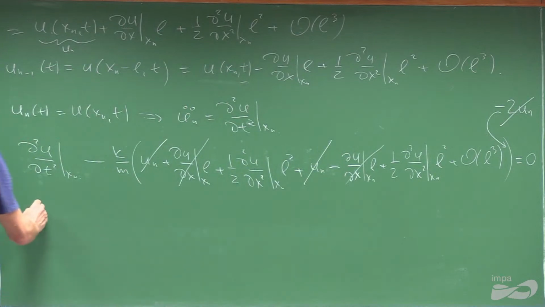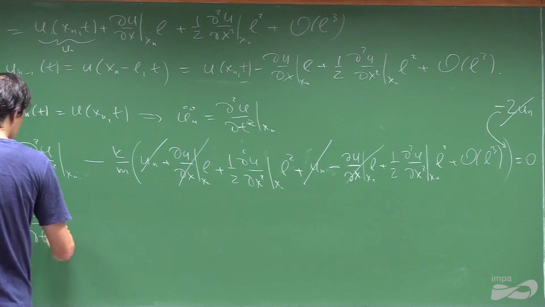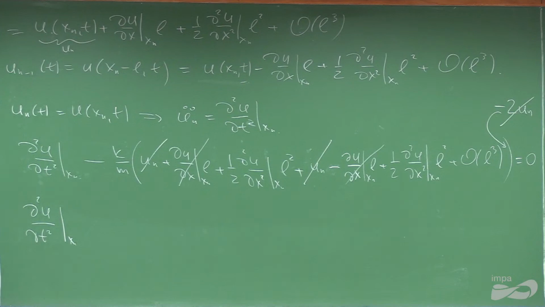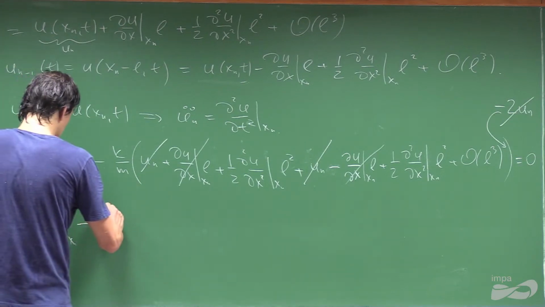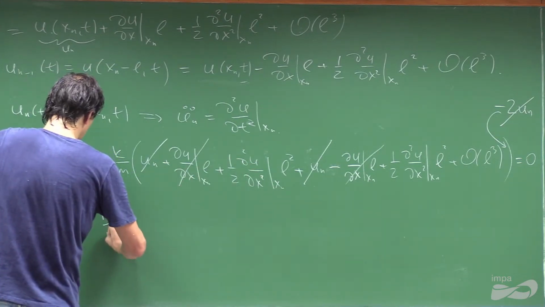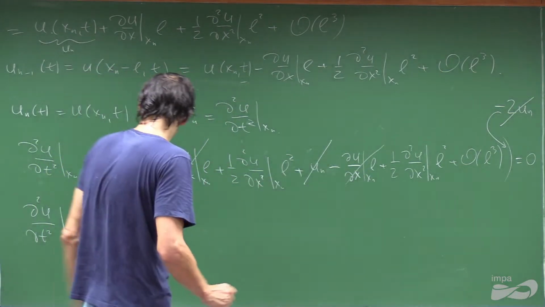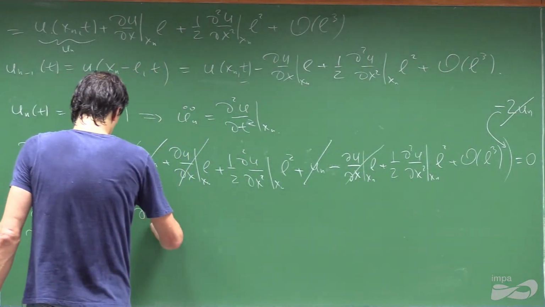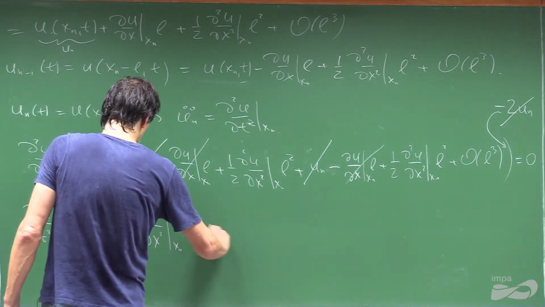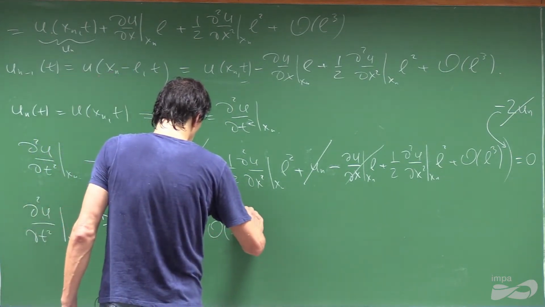At the end, what you get is d2u/dt squared at the position of the mass at rest, minus k L squared over m. The 1/2 will cancel because there are two equal terms. There will be the second derivative of u with respect to x, plus higher order terms.